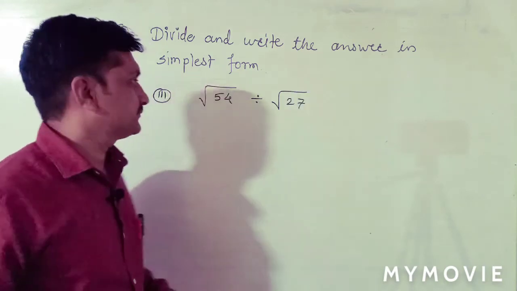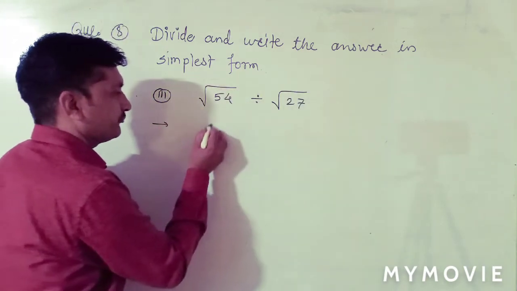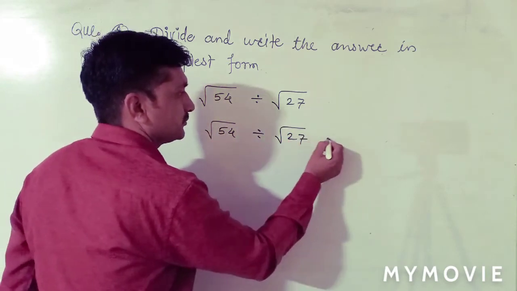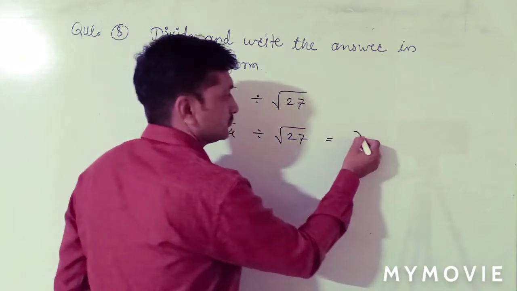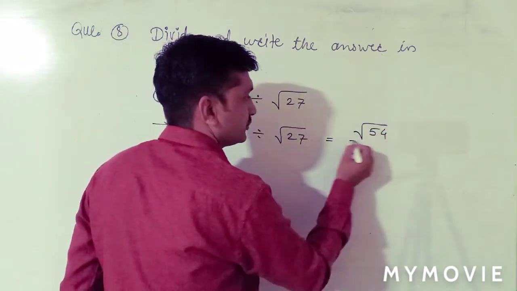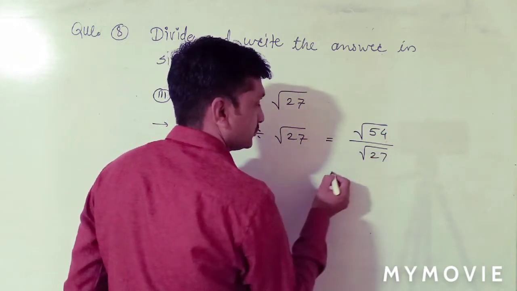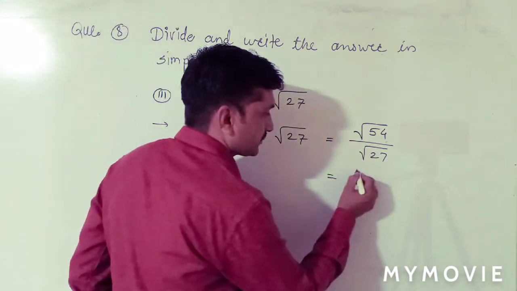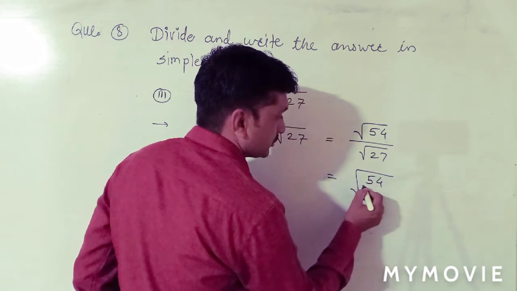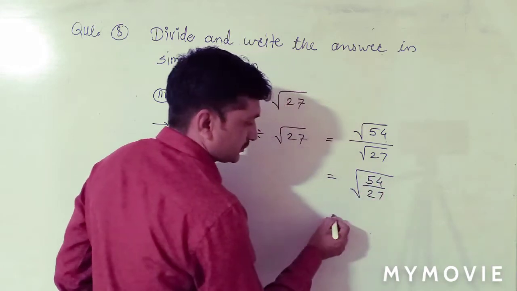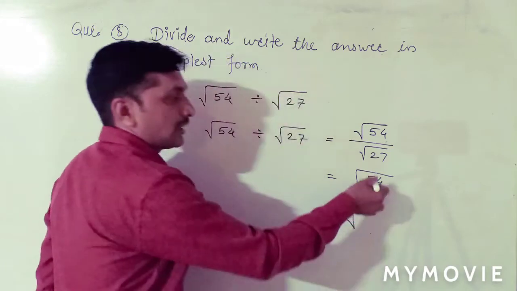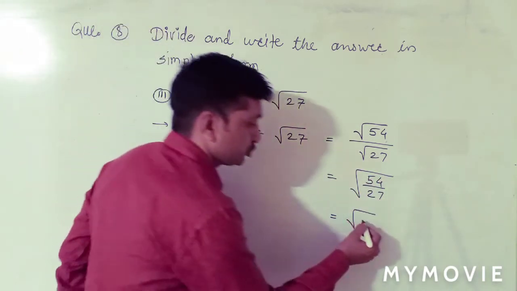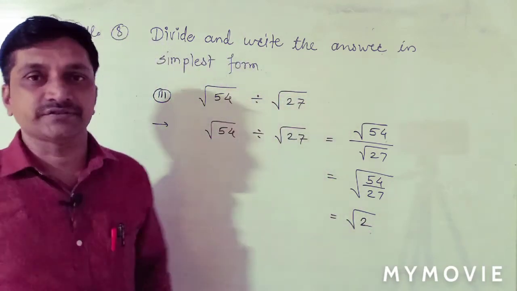Example number 3: square root of 54 divided by square root of 27 is equal to, arrange them vertically. Both are like surds, their orders are the same. That's why we can write them under the same sign again. 54 divided by 27, now 54 is reducible by 27. 27 2s are 54. This is the answer.